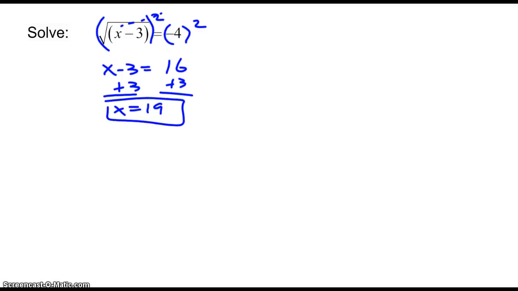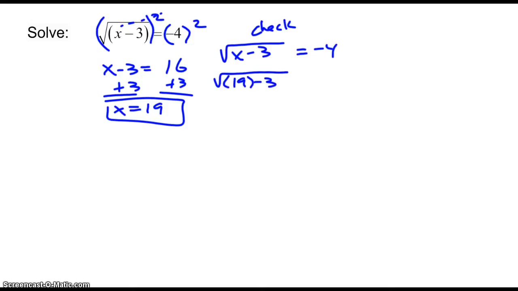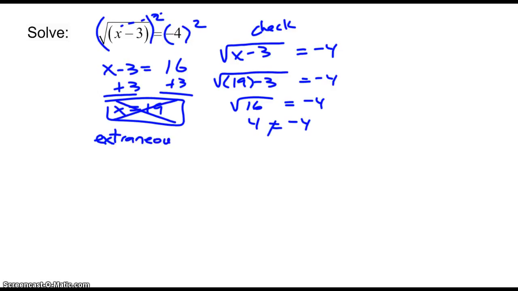Okay, so I believe that's the solution, but I'm going to check by plugging back in. So here's the equation that I'm substituting into, and I put the 19 in for the x, and I get square root of 16 is negative 4, and I get 4 equals negative 4, but that's not true. That's not true, and that means that this is not the solution. This is what we would call an extraneous solution.